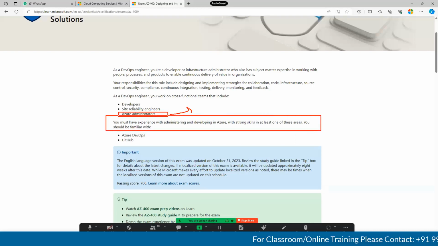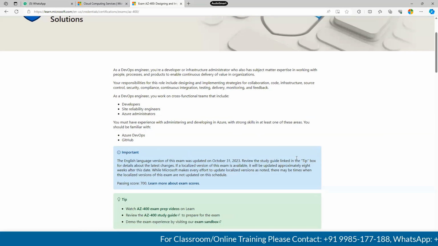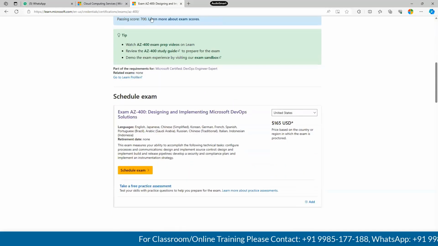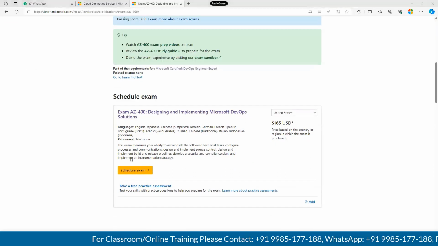So when you go for DevOps, you must have Azure DevOps and GitHub knowledge. This is enough. You can get certified in the AZ-400 certification paper. I am giving the official URL, and you people can use it.